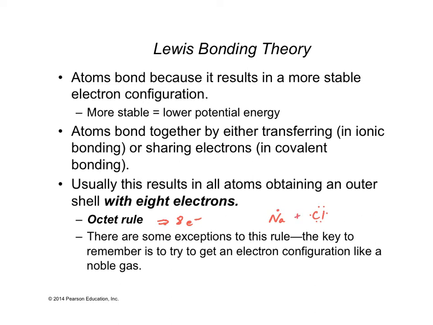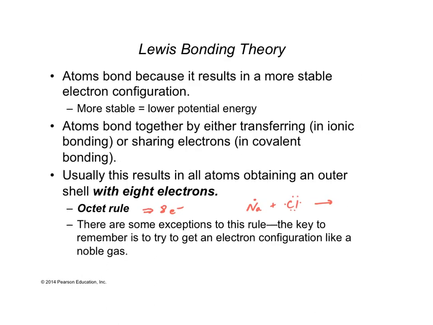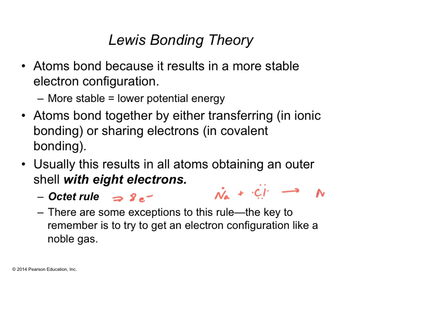In this reaction, who gives up an electron? Sodium. Who takes the electron? Right? So we're left with something that looks like this. Why would chlorine want to do that? How many electrons does it have around it right now? 8, right? That's a lower potential energy state for it, so it's going to do whatever it can to get 8 electrons around it.